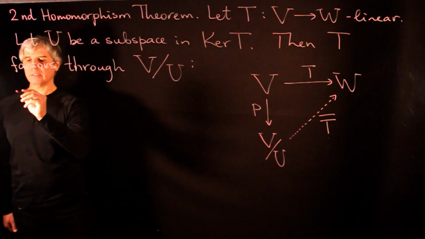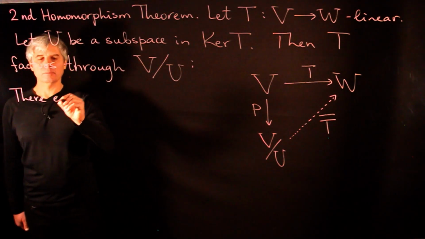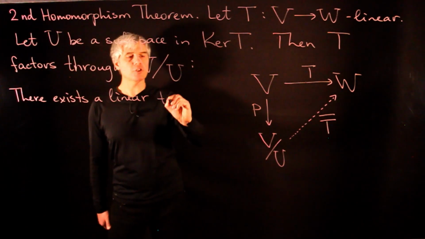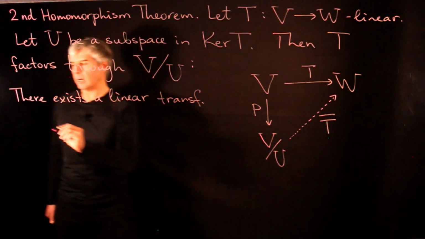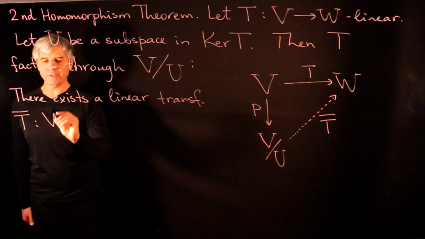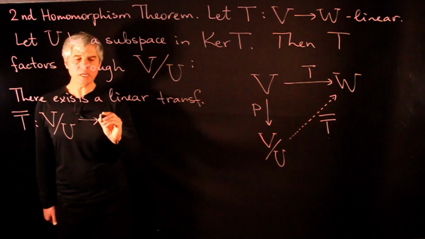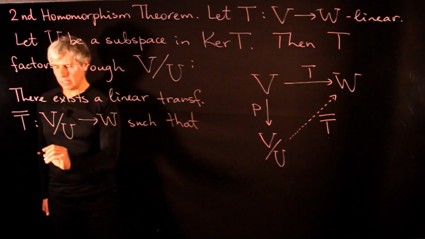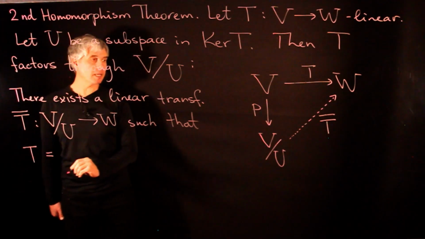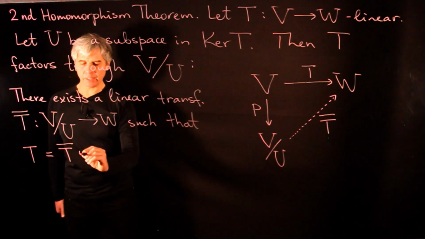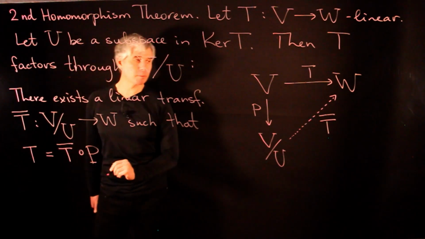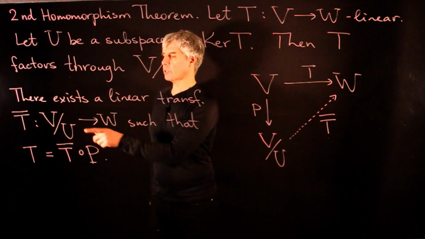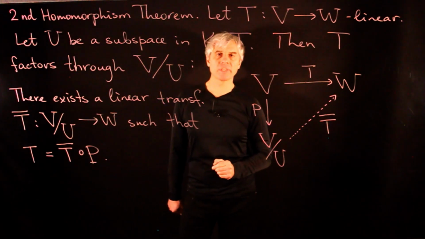So this means that there exists a linear transformation T bar from V quotient by U to W such that the linear transformation T can be written as a composition of the canonical projection P followed by T bar. The existence of a linear transformation from this quotient space with this property is the claim of the second homomorphism theorem.